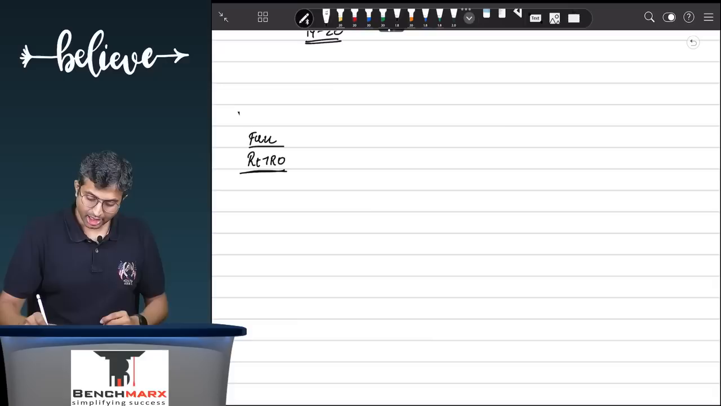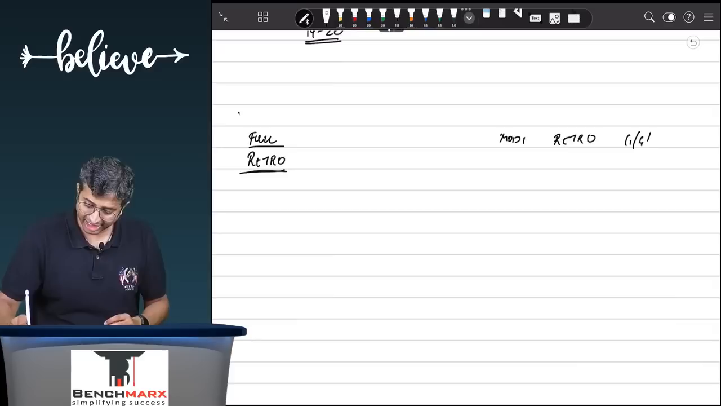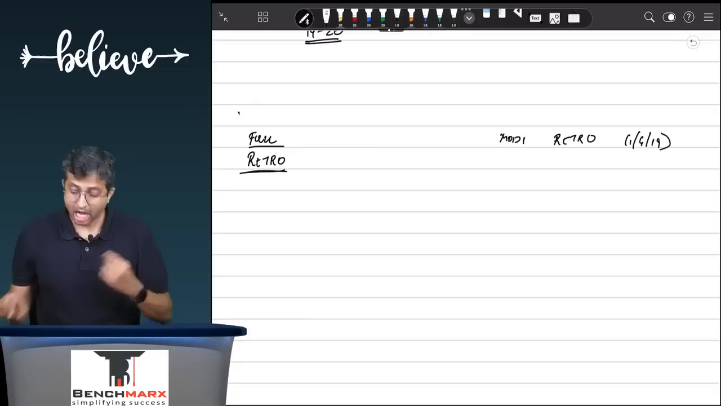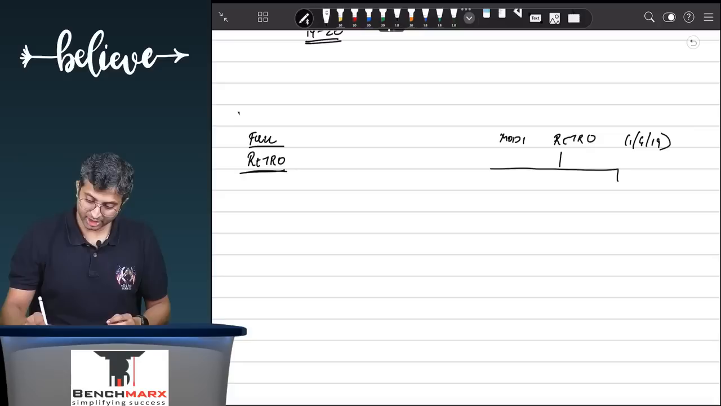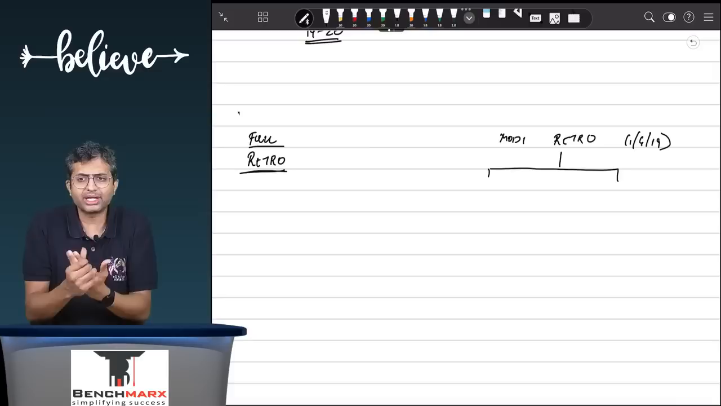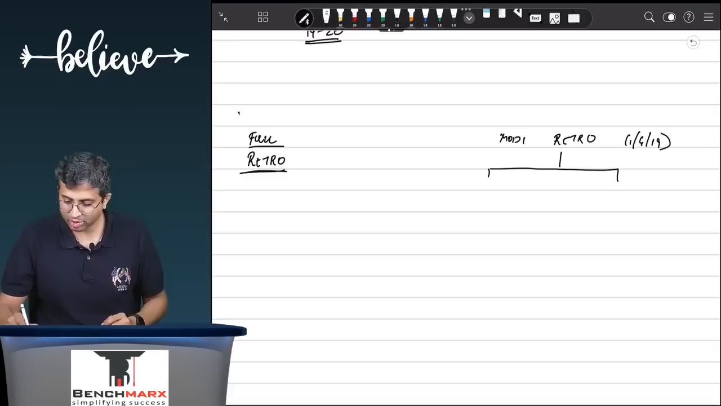Second is a modified retrospective approach. So the modified retrospective approach says that you take 1st April 19, that is the first day of the year 1920 as the base, try to find a discount rate on 1st April 19, and that will be the discount rate at which lease liability and ROU asset will be measured. However, the standard gives you two choices. Over here, how will you measure the lease liability? In both cases, the lease liability will be measured as the present value of the future lease payments. You will forget whatever has happened in the past. In both cases, you will find the lease liability at the present value of future lease payments over the remaining period, discounted at the discount rate on 1st April 2019.